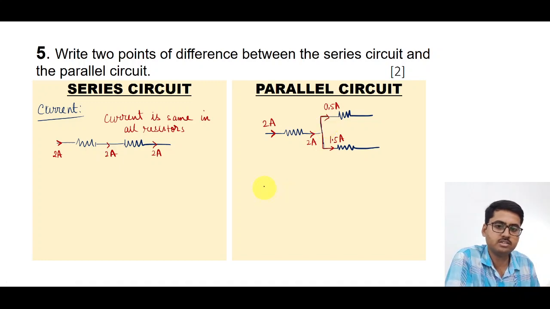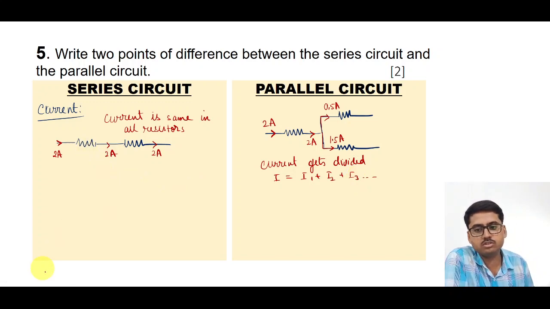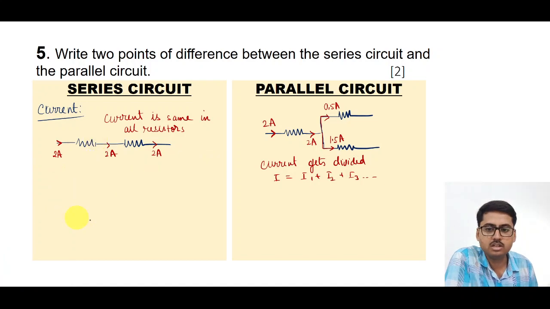So we can write here, in case of parallel circuit, current gets divided. So you can write here total current is equal to I1 plus I2. If there are more branches, then you can write I3 also, and so on. Okay, this is the difference between series and parallel circuit on the basis of the current.